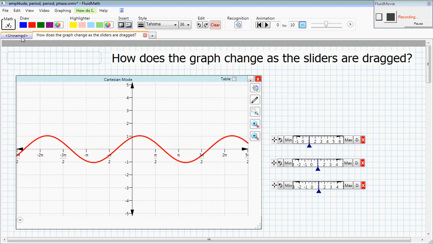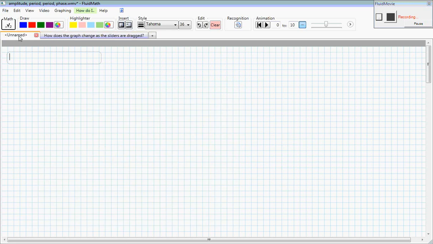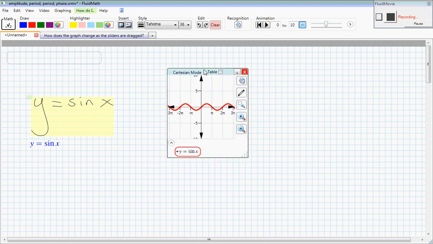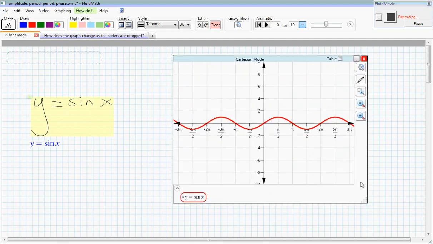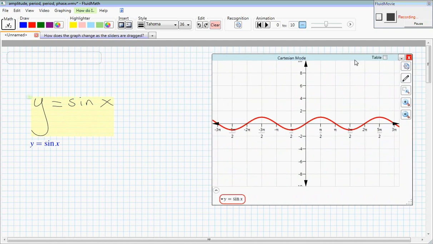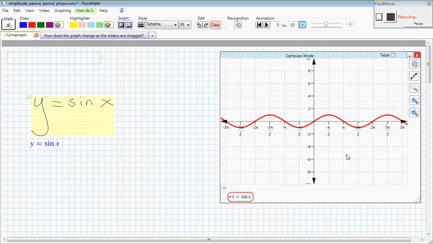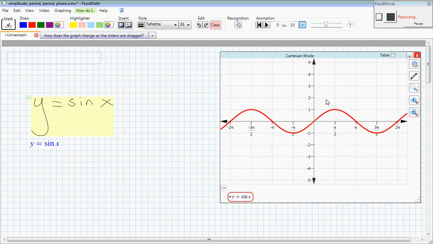Okay, now let's connect this with the math. Try to learn about how the algebraic expression relates to the graph. Let's start out with just a simple plot here. Y equals sine x. What does that look like? We can create a graph, put it on here, and this looks similar to what we were just looking at.